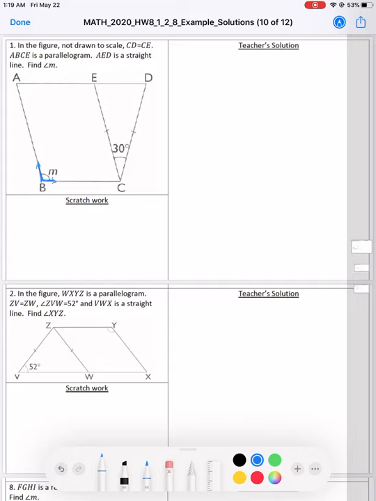What do we have with our angle? What you need to do is, in these ones, you need to kind of read the directions as well. In the figure, CD is equal to CE, and they've marked that right here. ABCE is a parallelogram, so that's important. I'm going to highlight this parallelogram in red, which means that we have available to us all of the characteristics of a parallelogram. Okay? And refer to your handout for those characteristics.